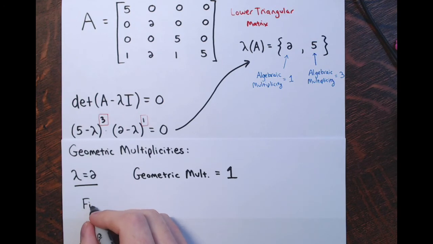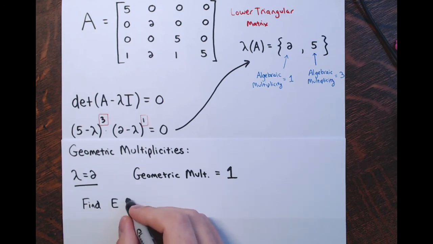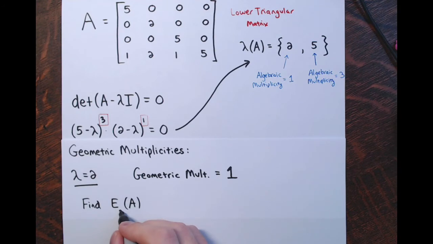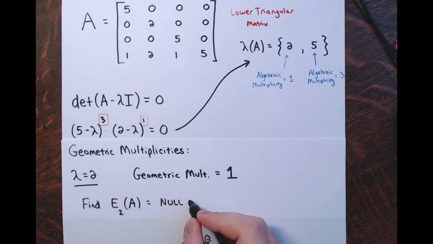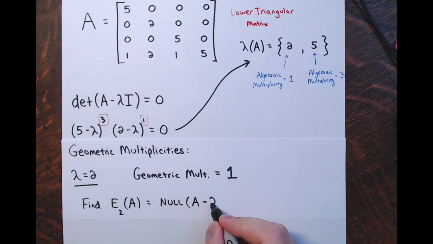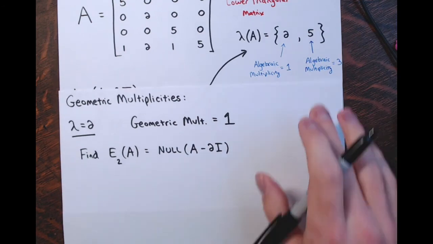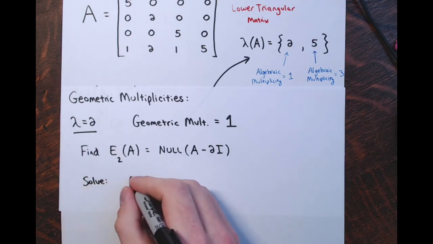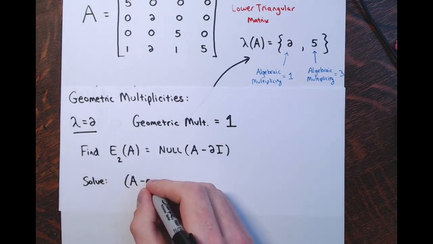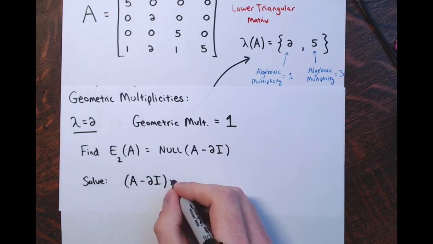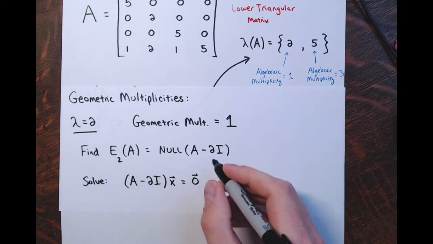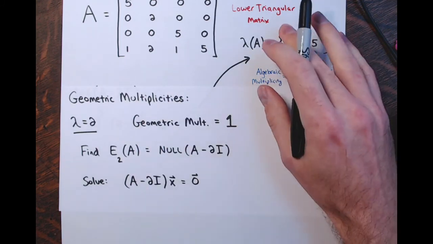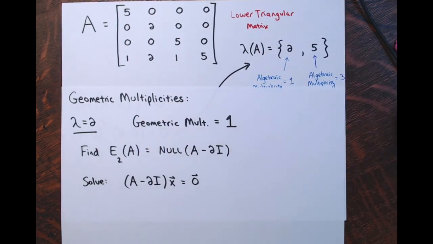Alright, so let's find, like I was doing earlier, the eigenspace of this matrix corresponding to lambda equals 2, which again is the null space of the matrix A minus 2I. So I'm going to be solving this equation, finding the vectors such that, when I multiply A minus 2I by those vectors, I get the 0 vector. Now these will be with 4 components, right? This is a 4 by 4 matrix.